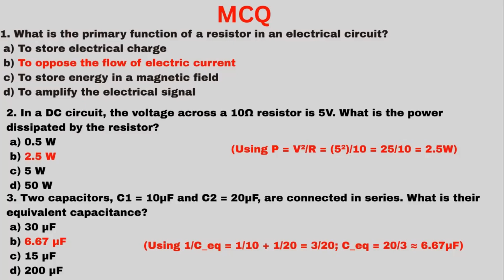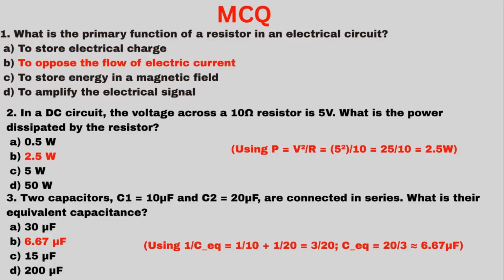The third question is two capacitors, C1 is 10 microfarad, C2 is 20 microfarad, connected in series. What is their equivalent capacitance? So please remember, as I have already shown you, like the resistor, the capacitor is also connected in series and parallel. So the formulas for series and parallel, both resistor and capacitor, you have to understand. Okay, so the two capacitors are there. So here using 1 by C equivalent is 1 by 10 plus 1 by 20 is equal to 3 by 20. C equivalent is 20 by 3 is equal to 6.67 microfarads.